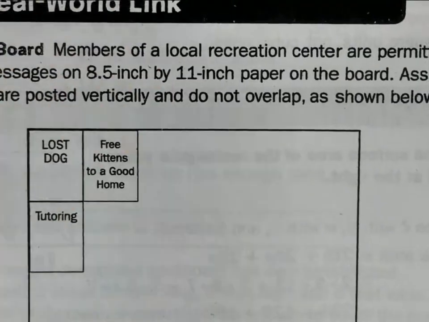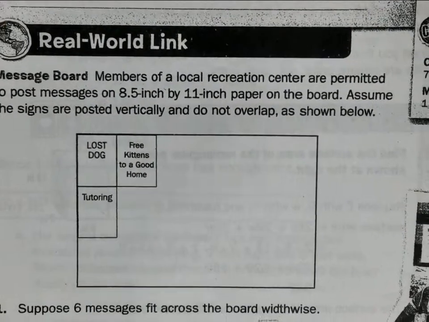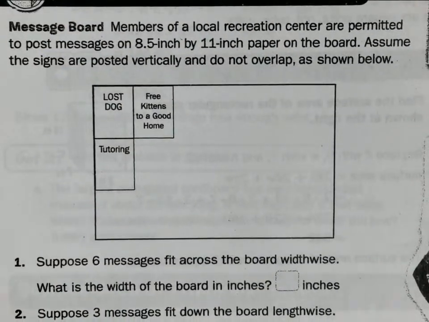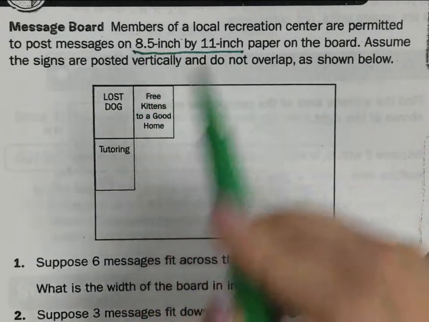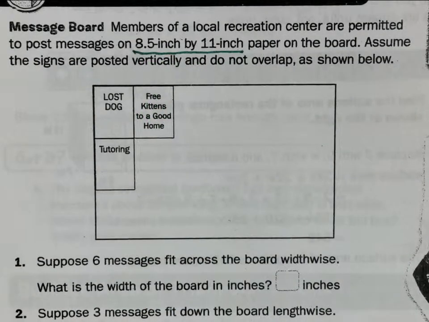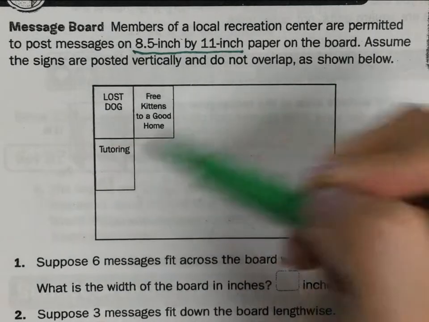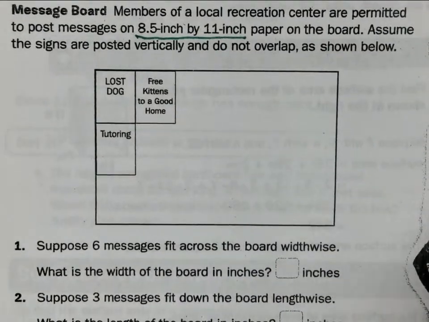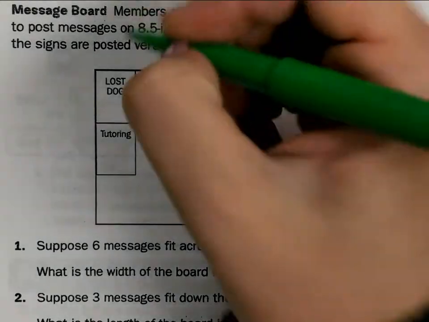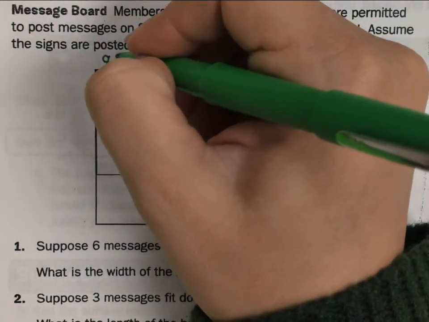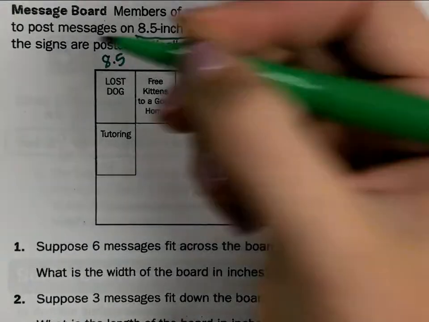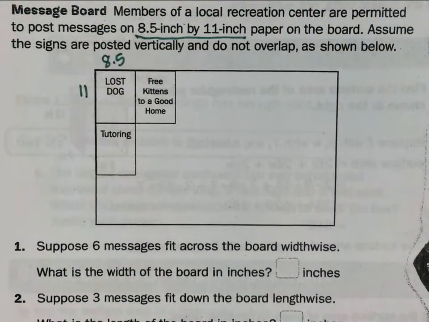So let's look at this little intro activity real quick. We've got a board that people can post messages on. They're using a piece of paper that's 8.5 by 11 inches, so just a normal size piece of paper. And then they're posted vertically, so just like this. So if it's an 8.5 by 11 inch piece of paper, that means the top right here is the 8.5, right? And then this is your 11 inch.